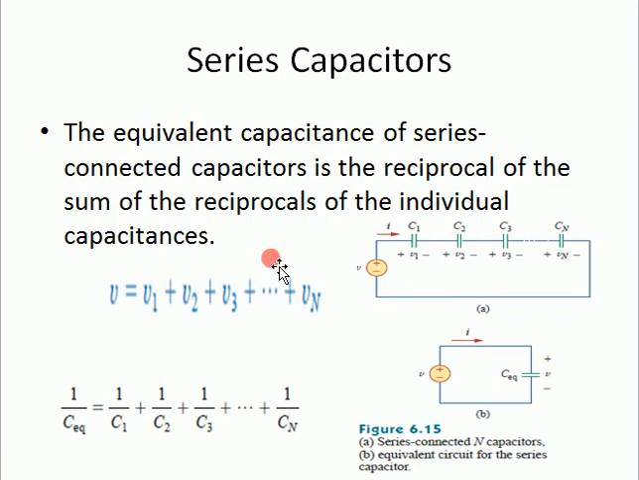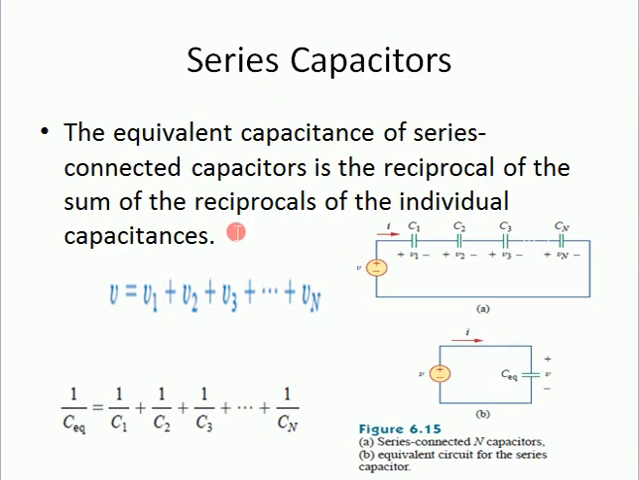So the equivalent capacitance of series connected capacitors is the reciprocal of the sum of reciprocals of the individual capacitances. That is, 1 over C equivalent is equal to 1 over C1 plus 1 over C2 plus 1 over C3 plus up to 1 over Cn. And if there are two capacitors, C1 and C2, connected in series, then C equivalent is equal to C1 C2 over C1 plus C2.